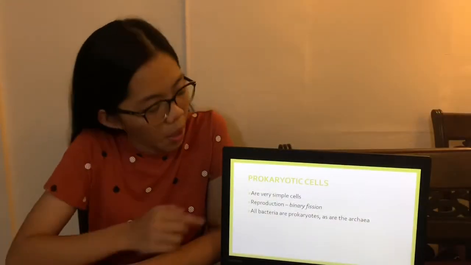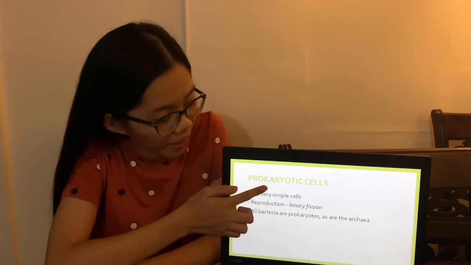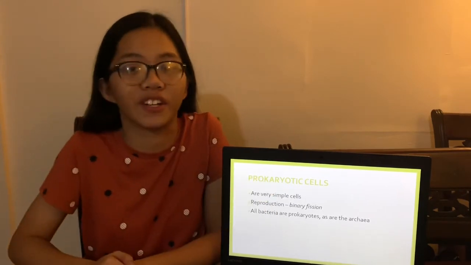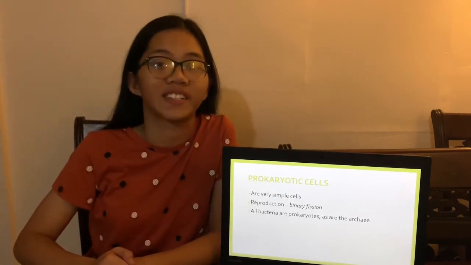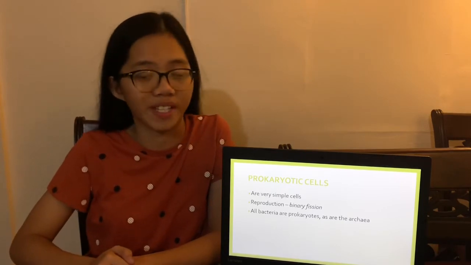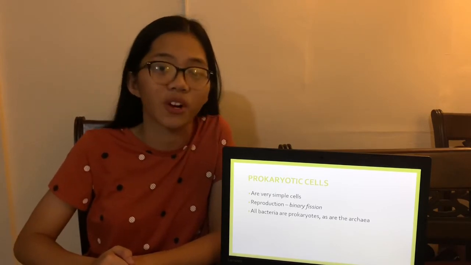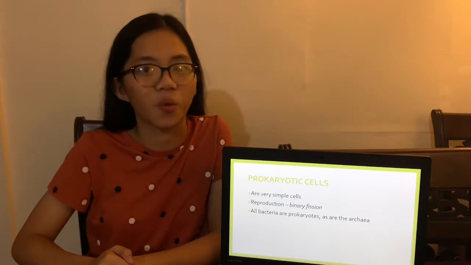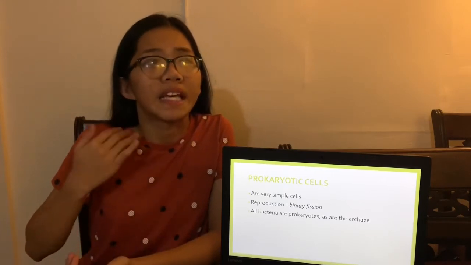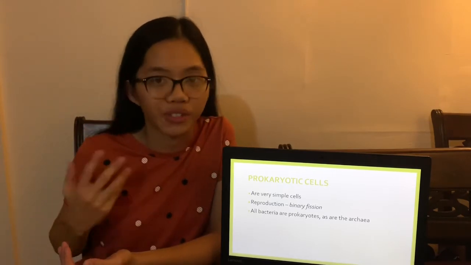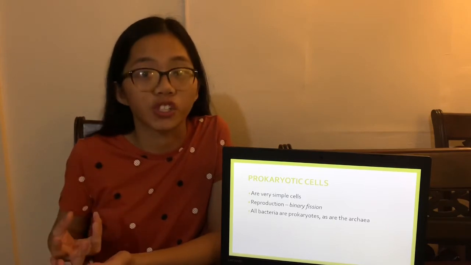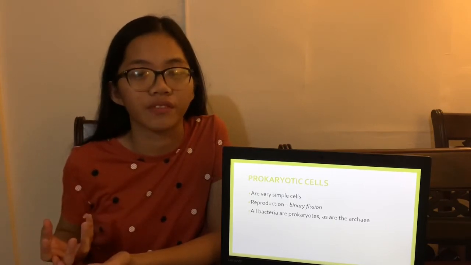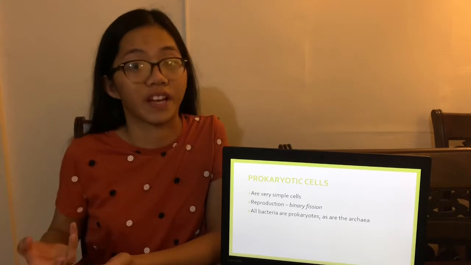Prokaryotic cells. Pro means before, karyo means nucleus. Prokaryotic cells are 10 times smaller than eukaryotic cells. Prokaryotic cells are also called simple cells. Why is that so? Even though they are called simple cells, they still function for the basis of life, or for the process of life.